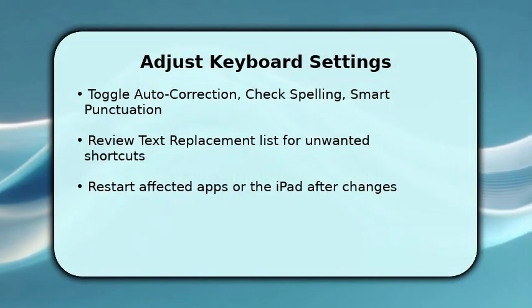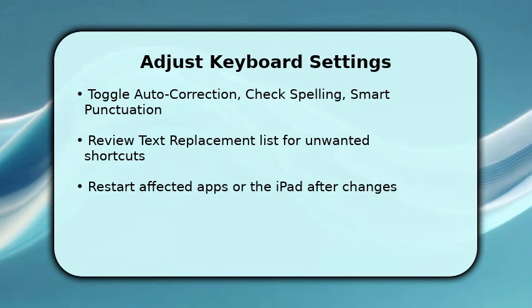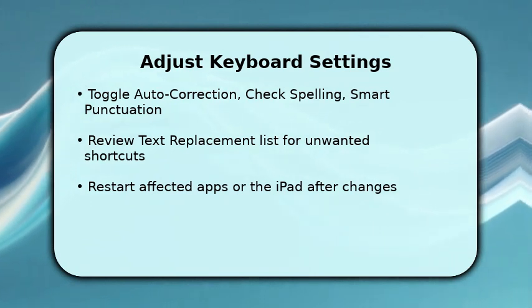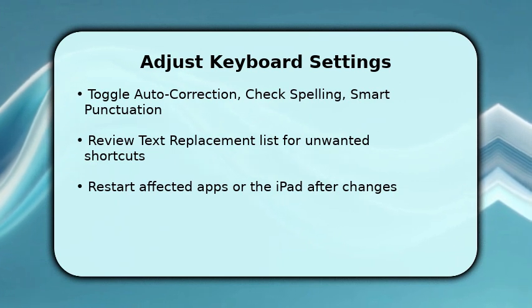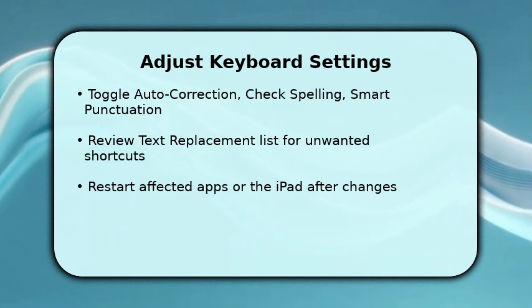Now adjust the core options. Toggle autocorrection on or off depending on desired behavior, and enable check spelling if you want red underlines instead of automatic fixes. Disable smart punctuation if punctuation changes are the problem.